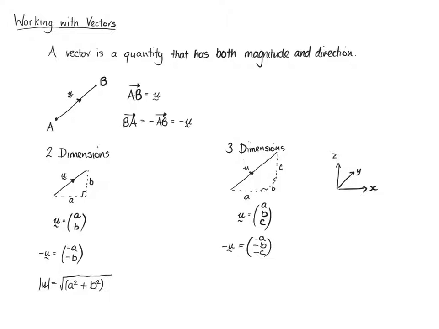And the magnitude of this vector is similar to the other one, but just this time instead of having 2 terms, you've got 3. So it's the magnitude of A squared plus B squared plus C squared. Okay, so we'll be going on to a little bit more about vectors. Again, just a wee reminder.